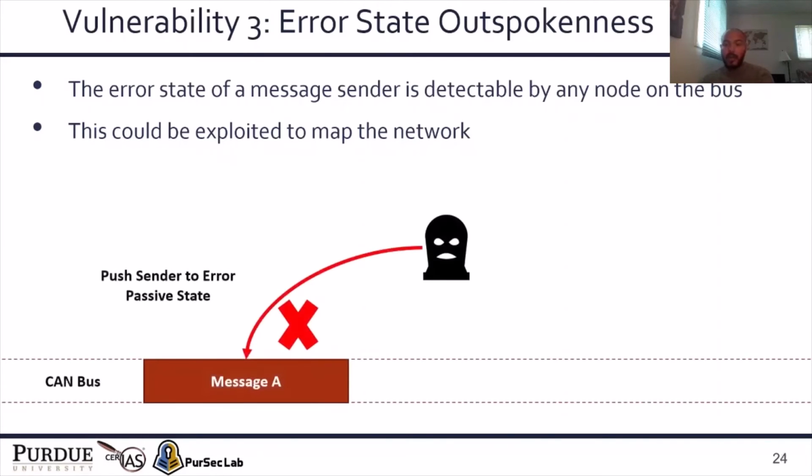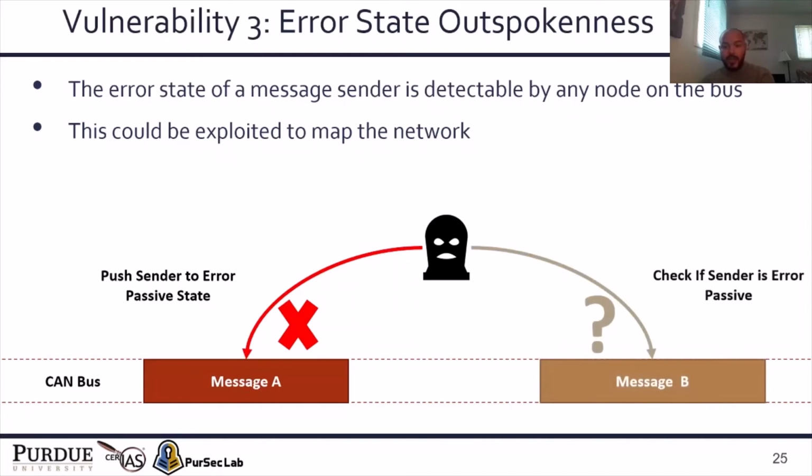The attacker may be able to map all the messages that emanate from a single ECU by attacking one message, sending its source ECU to the error passive state, then observing what messages manifest an error passive behavior.